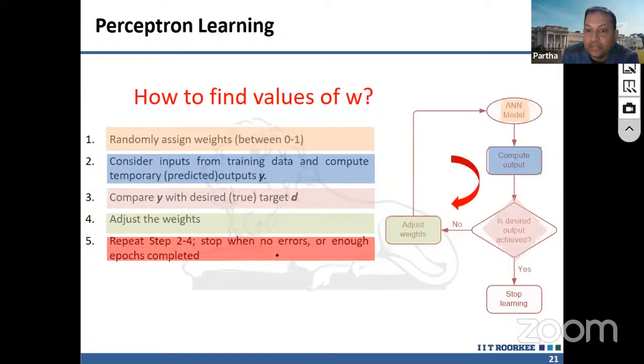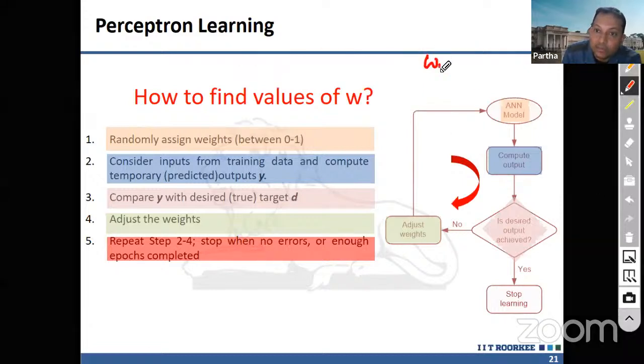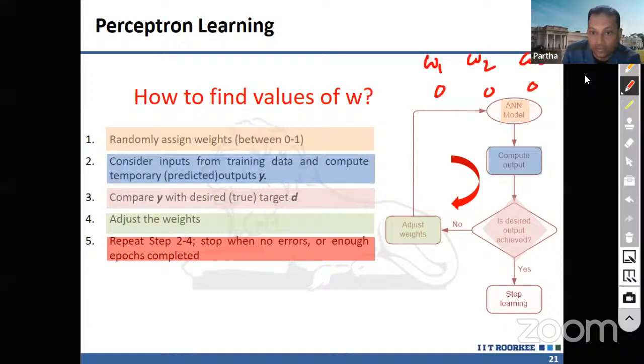Adjusting the weights means I have to modify the values of these w's. How we will modify that, I'm going to discuss. I'll start with w1, w2, w0 as 0, 0, 0, and then I will change these values slowly and see with which combination this data actually works.